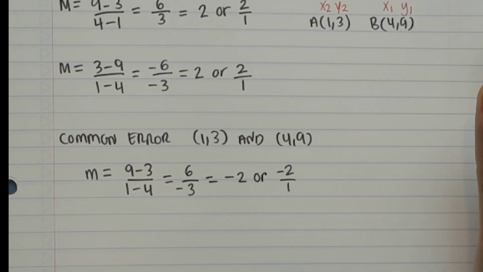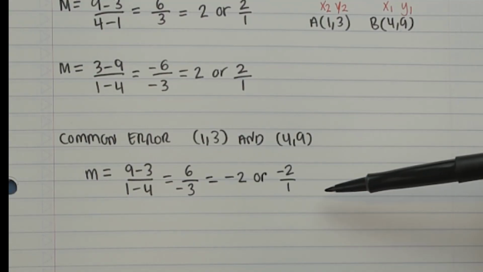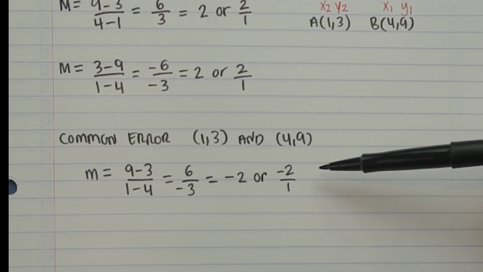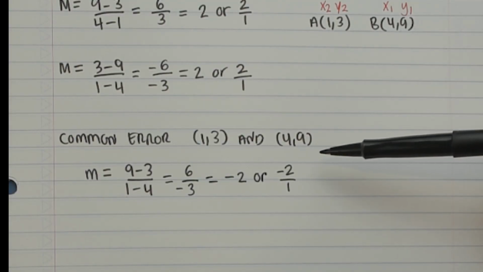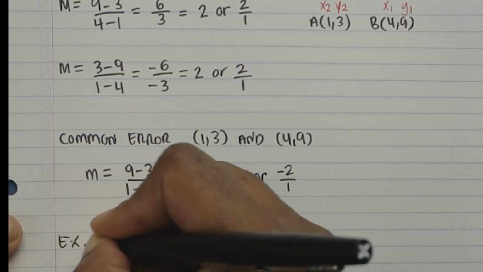What do you think about this? The student made a mistake. The student is wrong because the subtraction order is inconsistent. The numerator uses the second point minus the first point, but the denominator uses the first point minus the second point. So the order must match. It must be consistent. Okay, let's do example number 4.